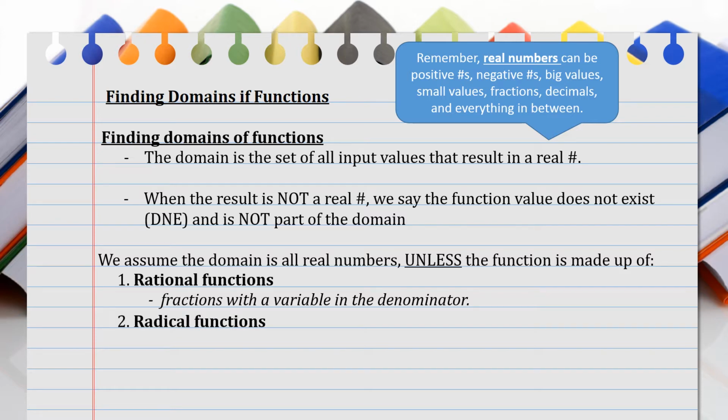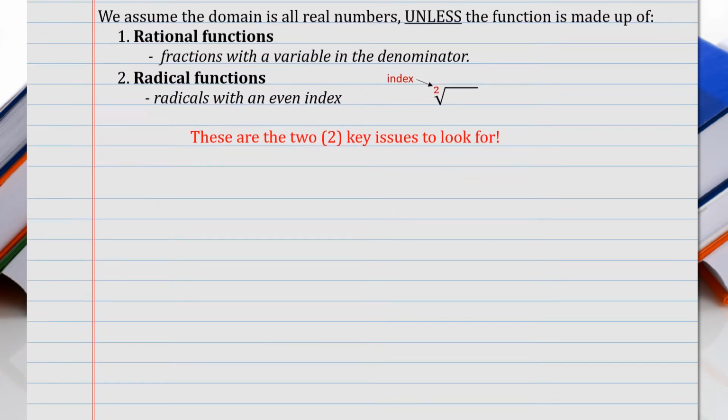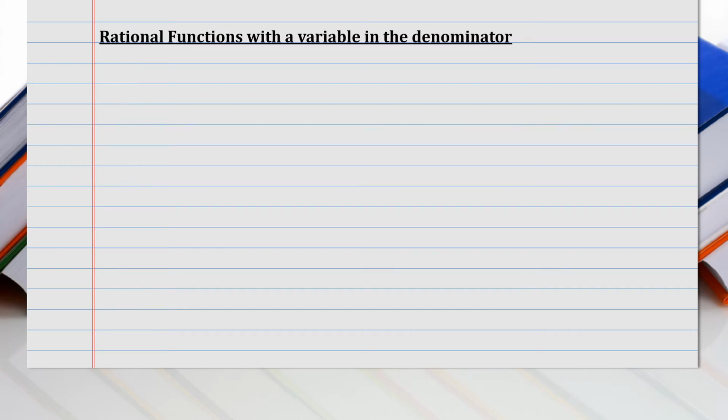Second topic is radical functions. Radical functions, specifically with radicals that have an even index. Now remember, an index is the little number that lives there right beside the radical. These are the only two key issues to be on the lookout for: fractions and radicals. Rational functions with a variable in the denominator.